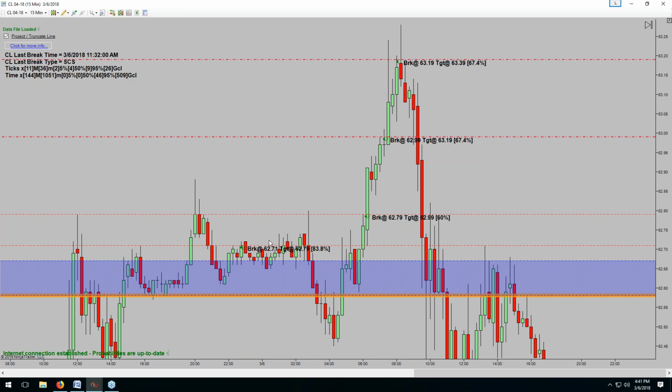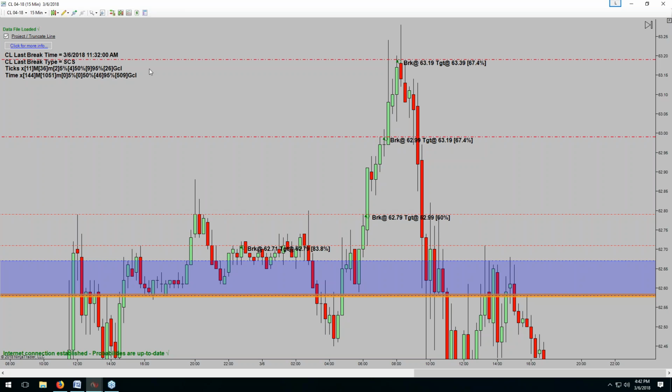So we get this area, like I said, you could have taken it many times here, and it hit the target here, but then again, it hits here, right? So it hits this target here, and that's that 62.79. Then you get another indication to take the break of the 62.79 with a target of 62.99. Now, the probability of it hitting that is 60%. Now, not so much because of where it's at, but because of how much ground it has to cover.